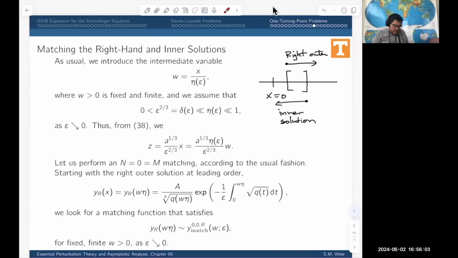So what we're looking for, now I'm not going to be so specific about saying that this should be little o of epsilon or whatever. I'm just going to say, okay, I put in for x w times eta, and I expand, and I'm looking for a function which is asymptotic as epsilon goes to 0 to that function. But it's written only in terms of the variable w. So that's my goal, to figure out what that should be.